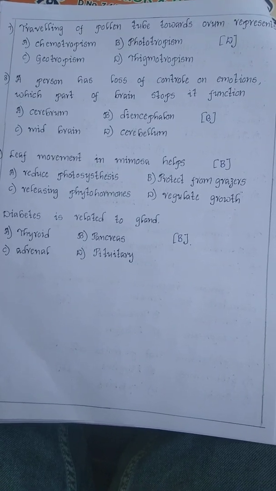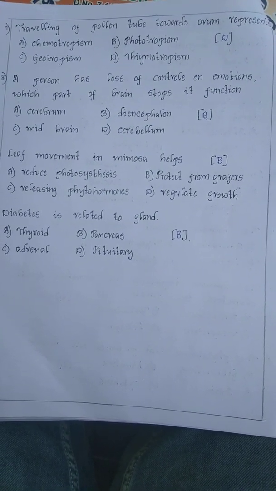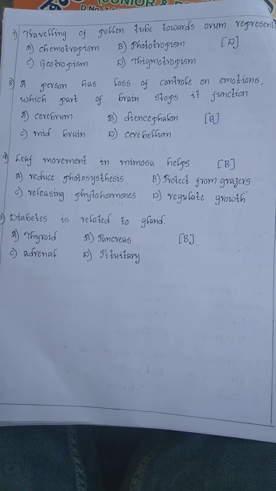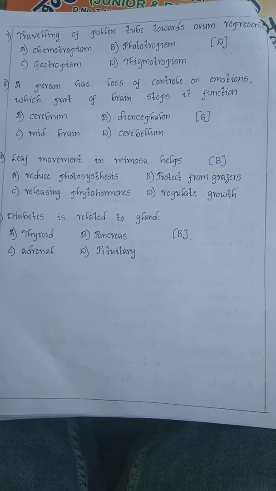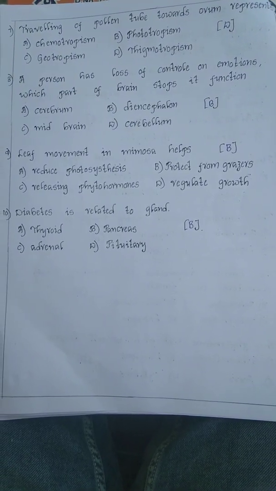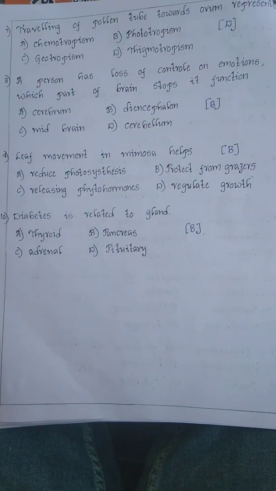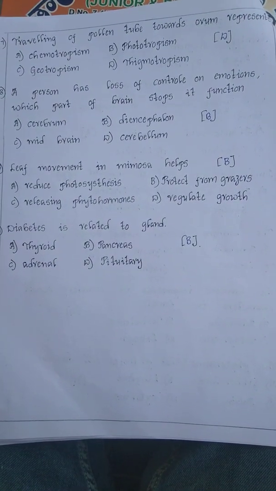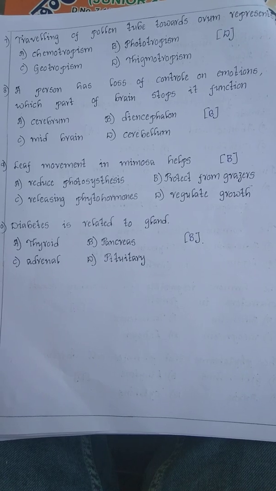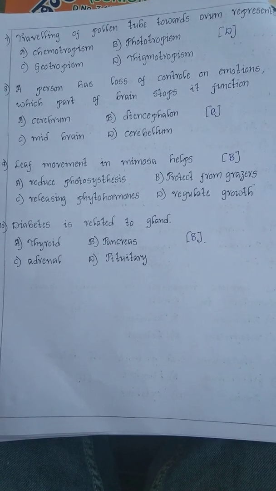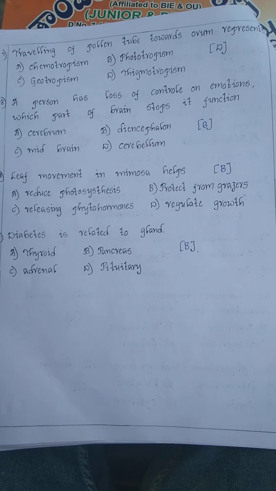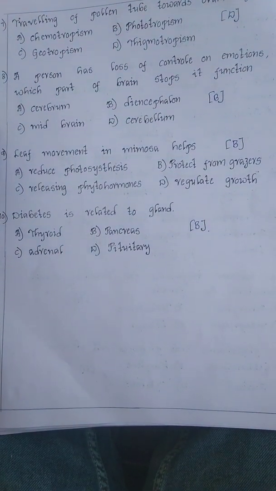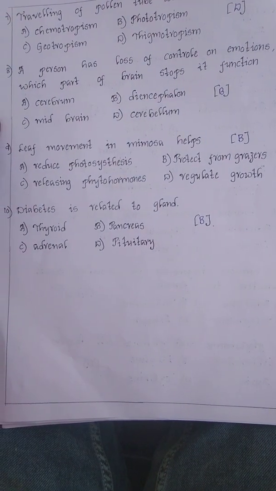Traveling of pollen tube towards ovum represents chemotropism. A person has less control on emotions; which part of the brain stops its function? That is diencephalon. Leaf movement in mimosa helps protect from grazers. Diabetes is related to a gland, which is pancreas.